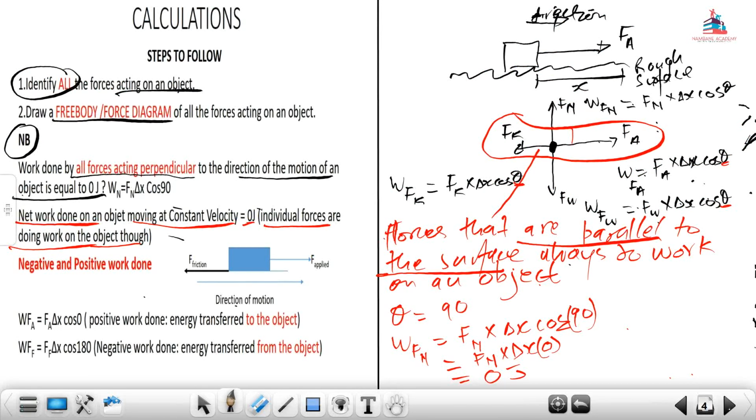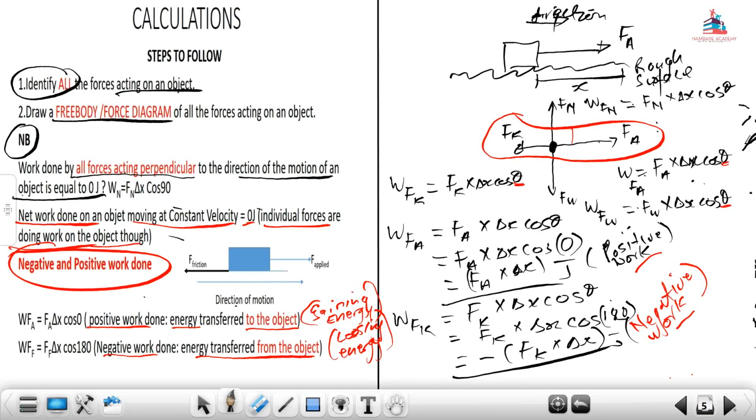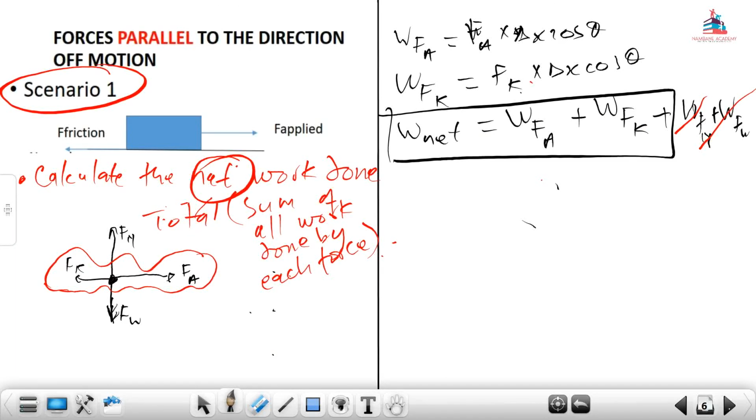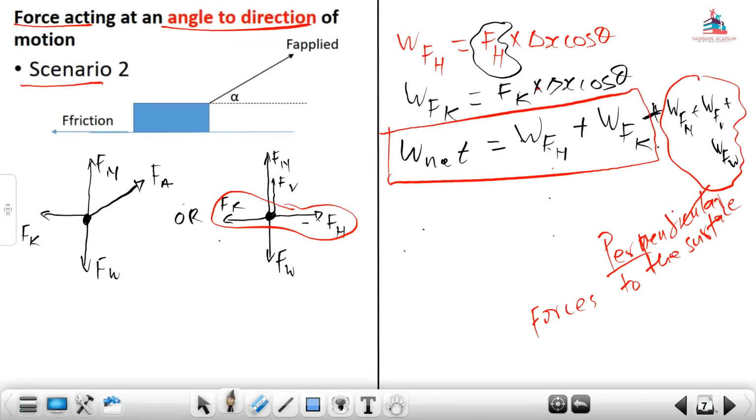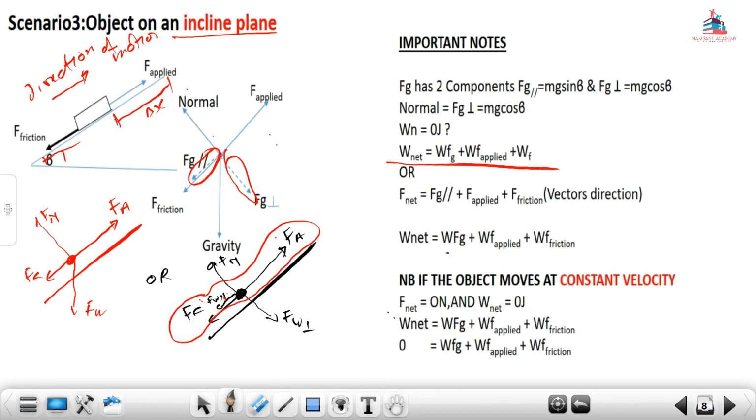We said it's key for us to always draw our free body diagram. It's key for us also to know how to calculate the net work. And then we said we can easily relate Newton's second law with the information that we have. By so doing, it allows us to be in a position of answering all the questions related to how best we can calculate work. So this was the last example or scenario that we spoke about.